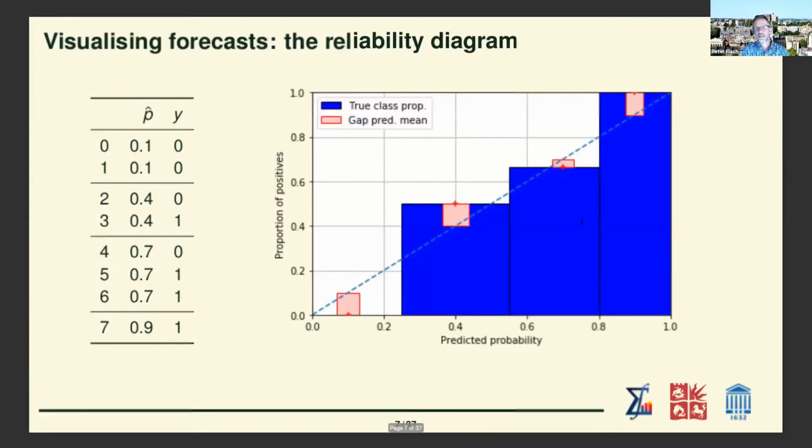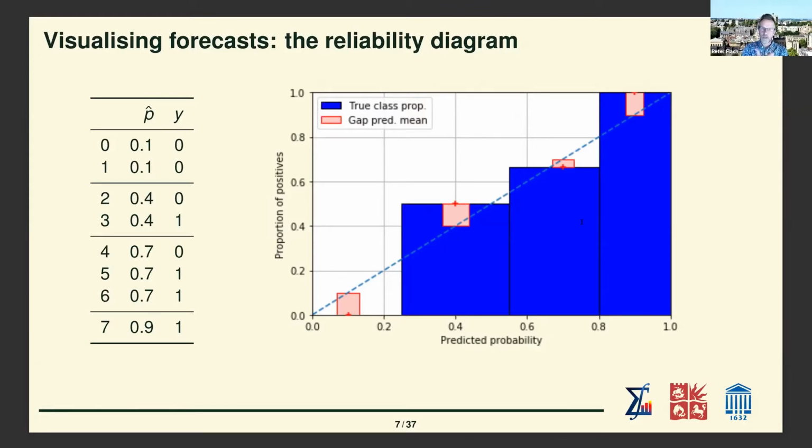So we can visualize this in what is known in the literature as a reliability diagram. What we're seeing here on the x-axis are the predicted probabilities. So concentrate on the red pluses for the moment, as there's a lot going on here. On the x-axis is the predicted probability, on the y-axis is the empirical probability. Predicted are 0.1, 0.4, 0.7, and 0.9, and empirical are 0, 0.5, 2/3, and 1.